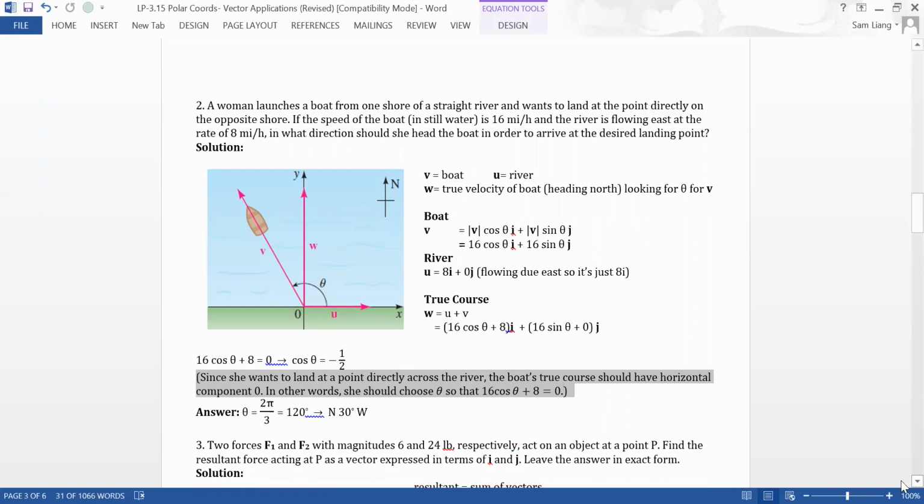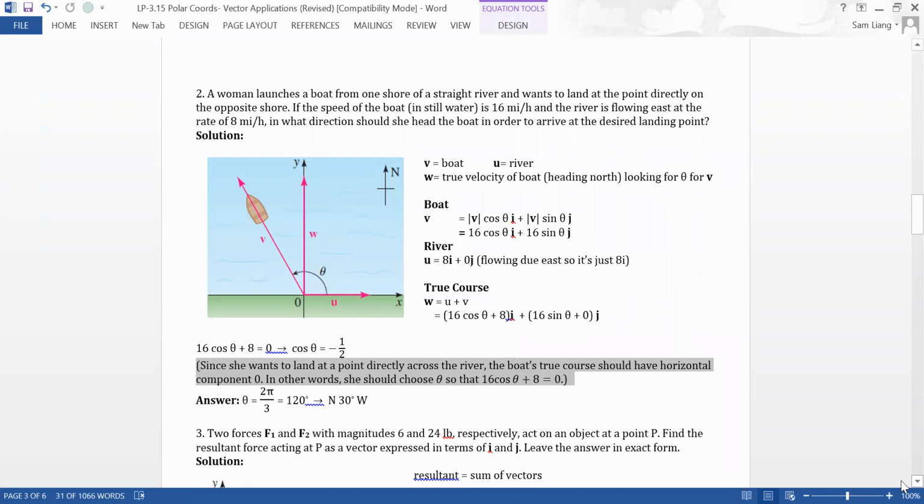And yeah, this is just reading into the question, but this is another pattern you're going to see on the homework tonight. Okay. So after setting equal to 0, you can solve for cosine theta, right? Cosine theta is negative 1/2.